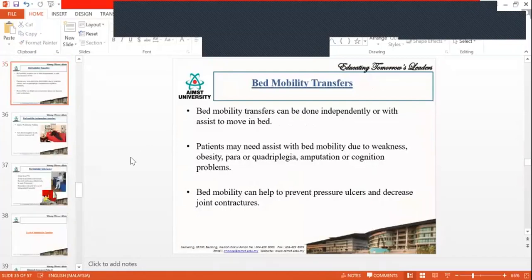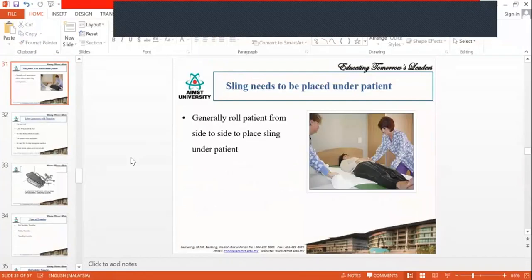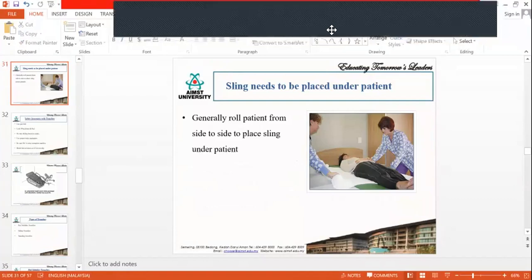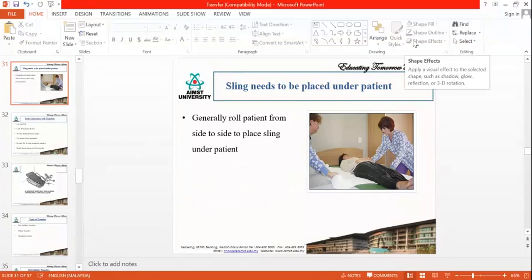Okay, so while transferring, as I said early, we need to be very careful, because we are not going to transfer an object, we are going to transfer a human being. So who needs it? Someone who is not able to balance themselves, or who is not able to stabilize themselves. If you just leave them down, and the person has a fracture or anything, they will sue you back, and you have to pay them millions of dollars.